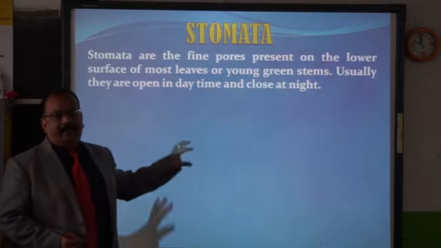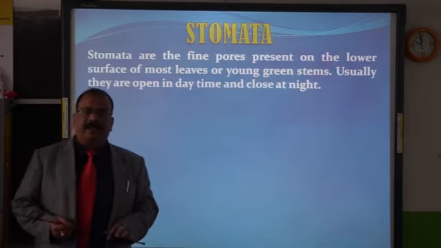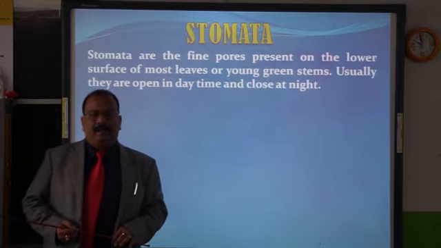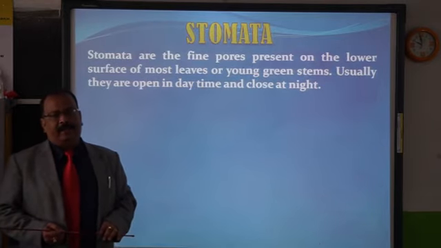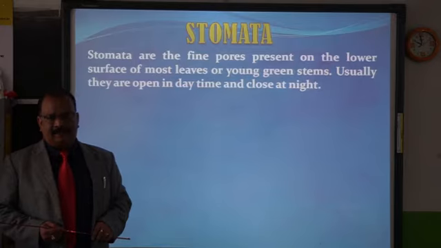We have studied about the mechanism of closing and opening of stomata. During the daytime they are open and during the night they are closed. And you know which cells are involved in this? The guard cells.